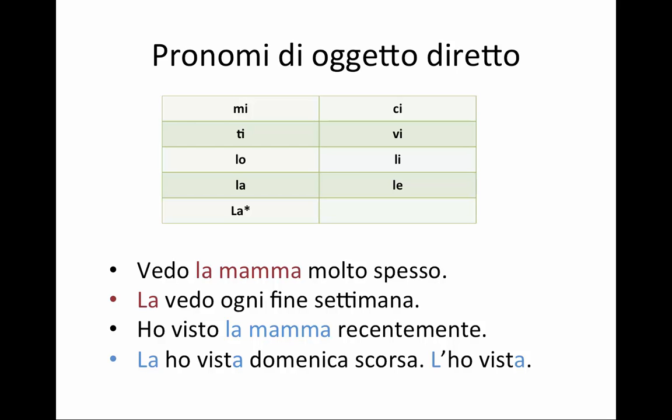L'ho vista. If I'm talking about my dad, I would say lo ho visto, abbreviated l'ho visto. If I'm talking about my male friends, I will say li ho visti. And if I'm talking about my female friends, I will say le ho viste. In plural, I cannot elide the pronoun to L apostrophe, only in singular.